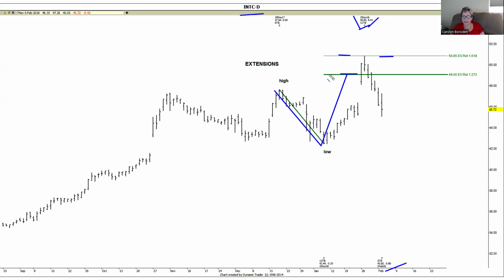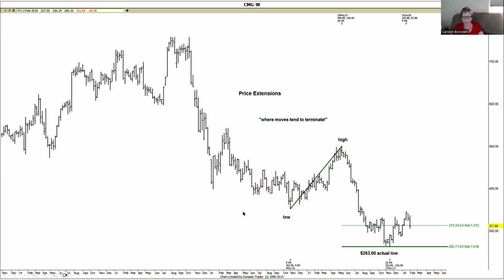Okay. We didn't see anything at the 1272, but like I said, anytime you extend a prior swing, you want to start trailing up your stops, okay? Because many moves tend to terminate at extensions of prior swings.